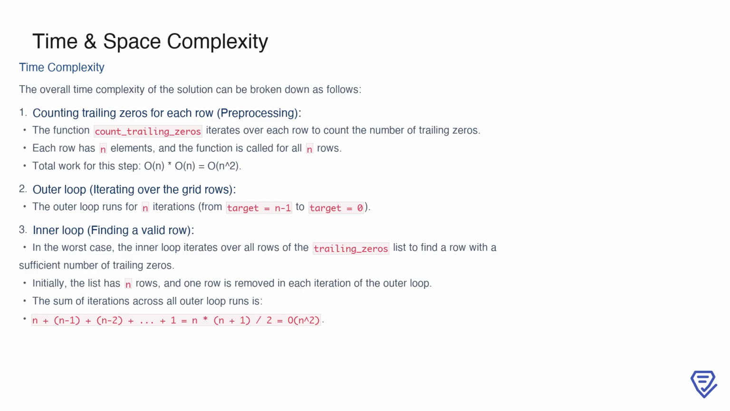Next, the outer loop runs n iterations, corresponding to each target row from n-1 down to 0. Within this outer loop, there's an inner loop that finds a valid row with enough trailing zeros. In the worst case, the inner loop iterates over all rows in the trailing_zeros list, which initially has n rows, and decreases by 1 row in each iteration of the outer loop. The total number of iterations across all runs of the outer loop is the sum of the first n natural numbers, which simplifies to O(n squared).